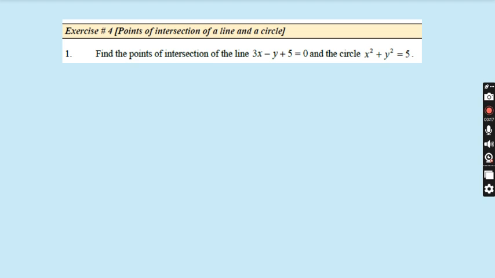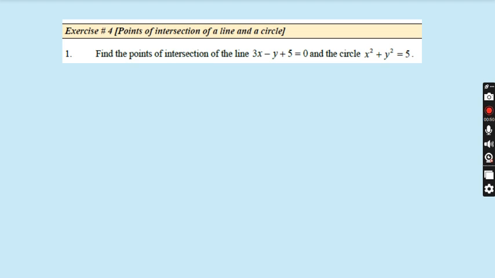Students, in the last lecture we did exercise 3 from the topic of coordinate geometry of the circle. Today we will do two exercises. Exercise 4, you can see on your screen, the topic is point of intersection of a line and a circle. It's a very easy topic, so we will do only one question because we just solve the equation of a line and a circle simultaneously. You have done a lot of this type of question from chapter number 2 in your course book.